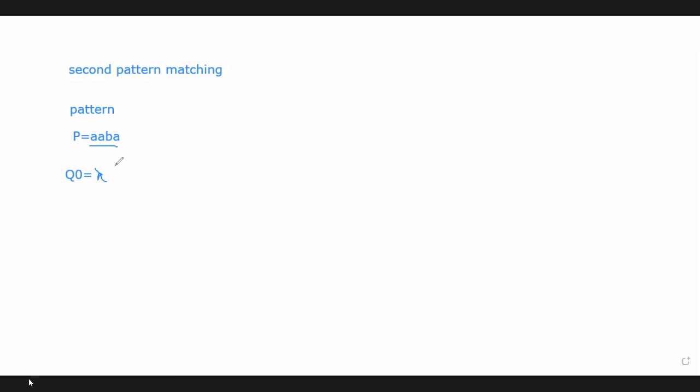Madam, can I write null instead of lambda? How can you write null? You cannot just put a 0 here. We usually represent null as lambda. This is a Greek letter, right? Yes, ma'am.